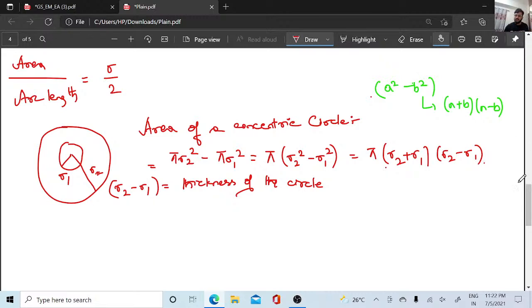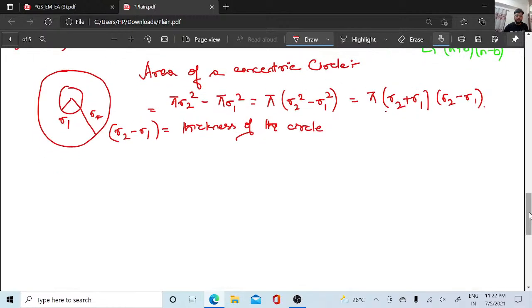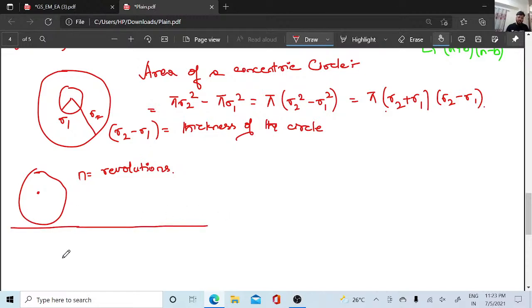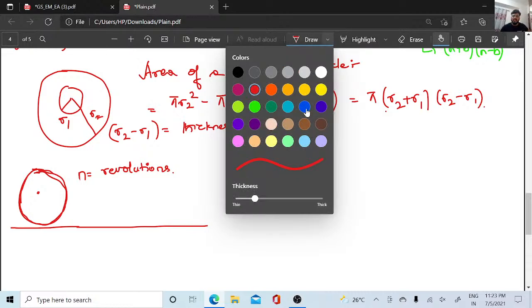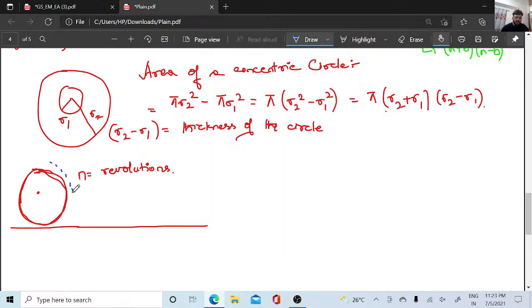Now, one more question will arise in most of the papers: how many revolutions does a circle make? If the distance is 280 kilometers, how many revolutions does the circle make? This is the whole distance. Whenever revolutions come up, remember this blue line: it is the circumference of the circle.